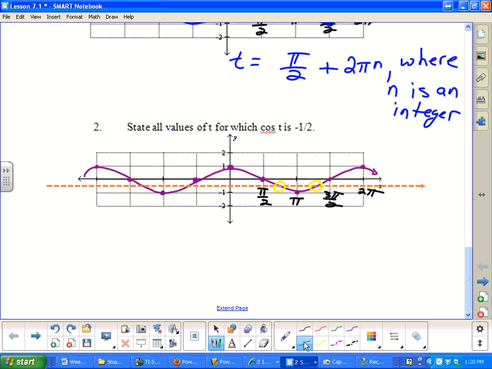So where in the second quadrant is cosine equal to negative 1/2? Okay, at 2 pi over 3. Okay. In the third quadrant, where is it equal to? Okay, at where in the third quadrant? Now, has everybody found them?